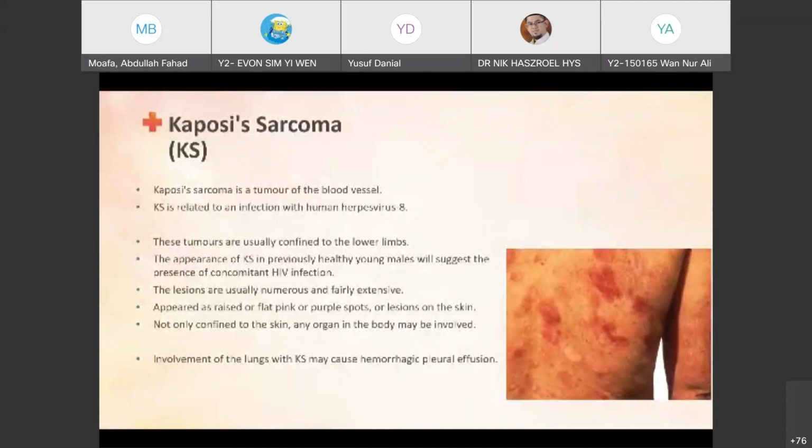In such situations, the lesions are usually numerous and fairly extensive, and can appear as raised or flat pink or purple reddish spots or lesions on the skin. The lesions of Kaposi sarcoma are not only confined to the skin; any organ in the body may be involved, and involvement of the lungs with KS may cause hemorrhagic pleural effusion.